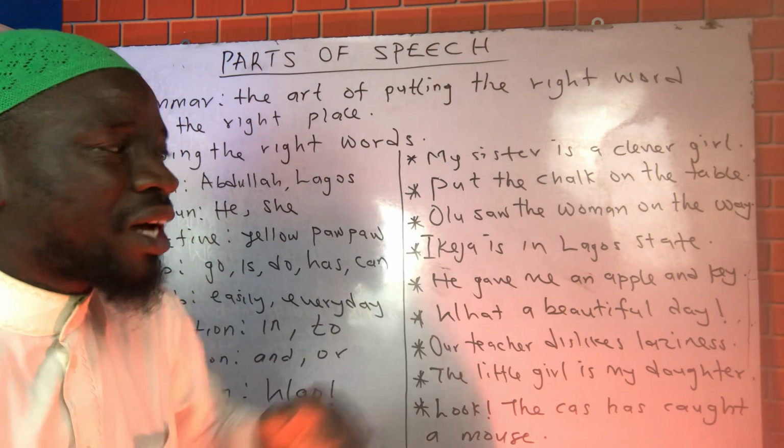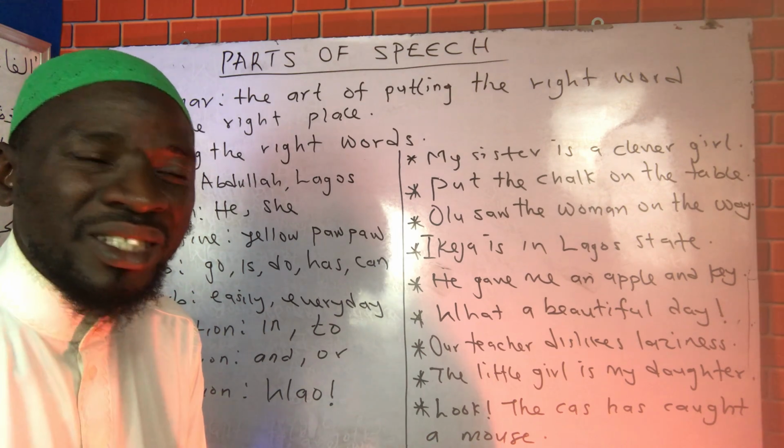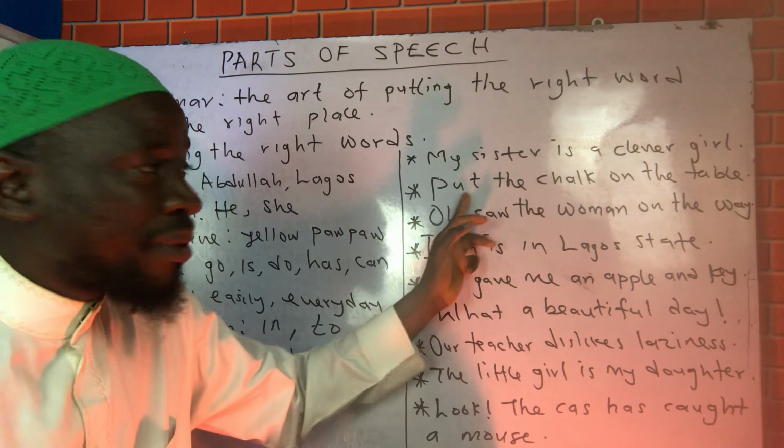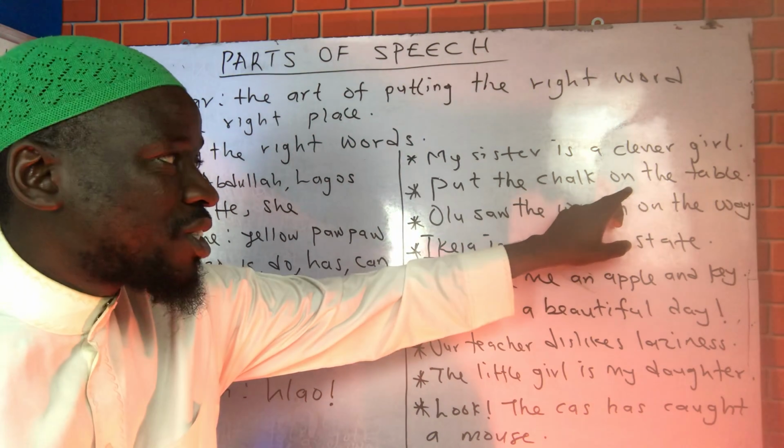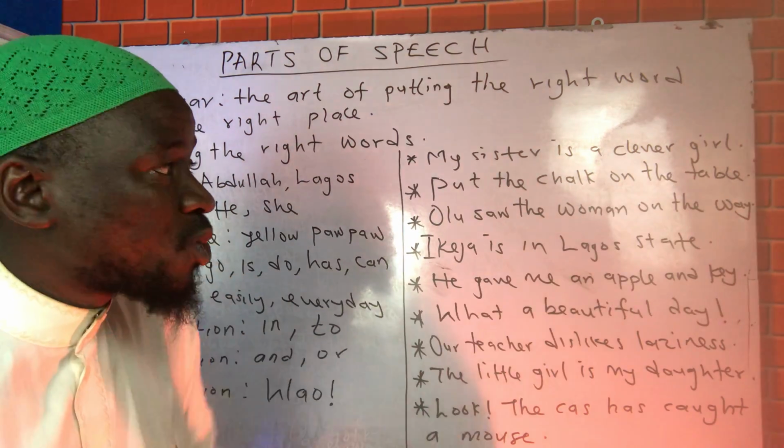Then, put the chalk on the table. The word put is a verb. The word chalk is a noun. Then on is a preposition. The table is also a noun.